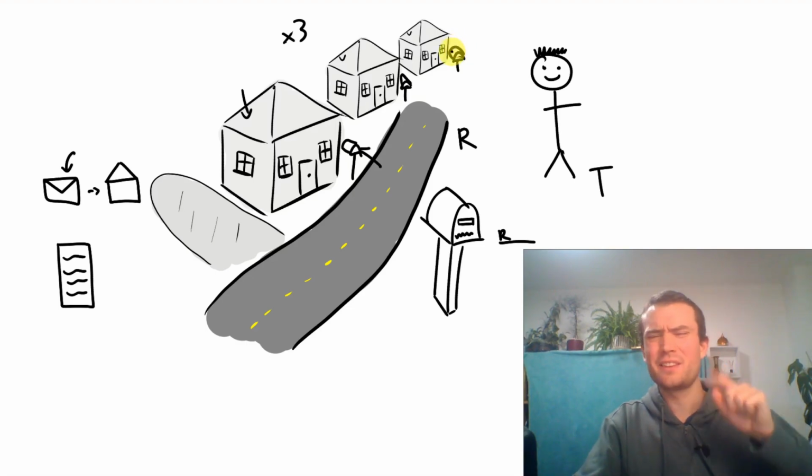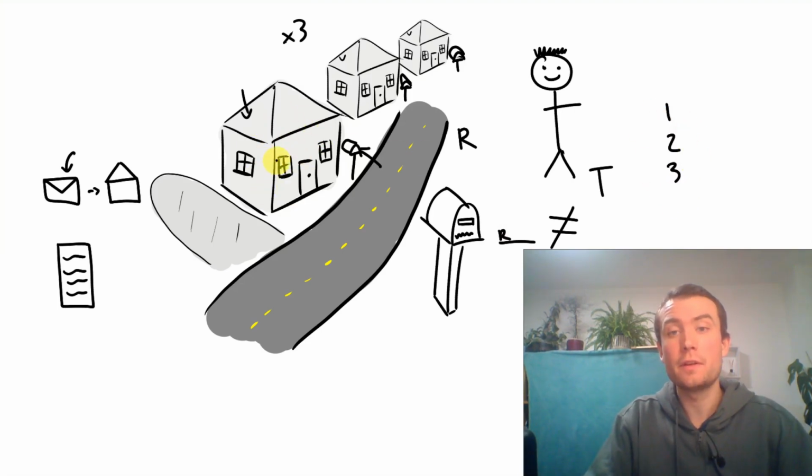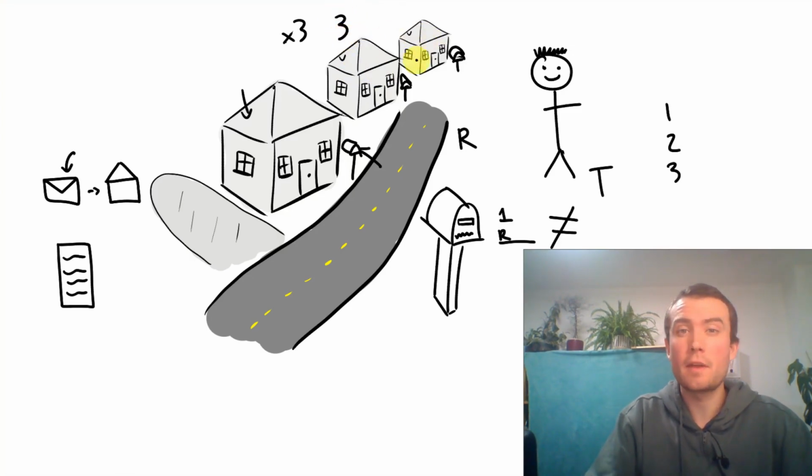But these three houses can't have the same address. Their address is different, so their address also has a number. 1, 2, 3, a number. Tim's house is 1 Rocky Street. Number 1 Rocky Street is his address. This house is number 3, and this house is number 5 Rocky Street. 1, 3, 5.